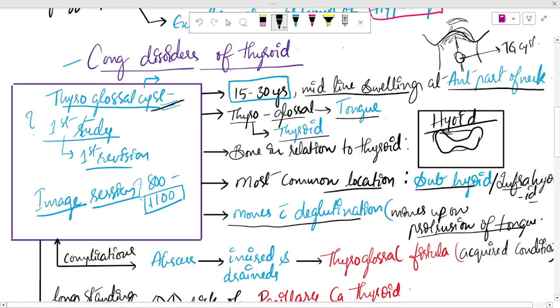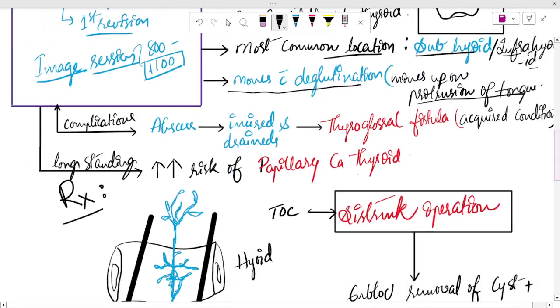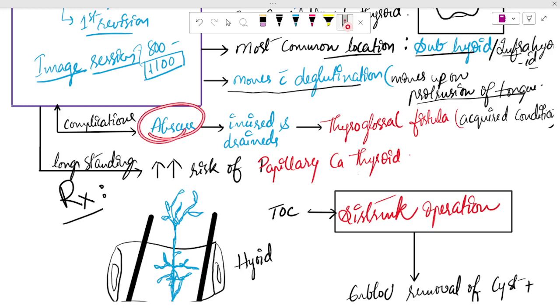So the thyroglossal cyst moves with deglutination. Now, what are the complications of the thyroglossal cyst? The most common complication of thyroglossal cyst is formation of abscess. Now, what will we do if the patient presents with an abscess? We will just incise and drain the abscess, right?